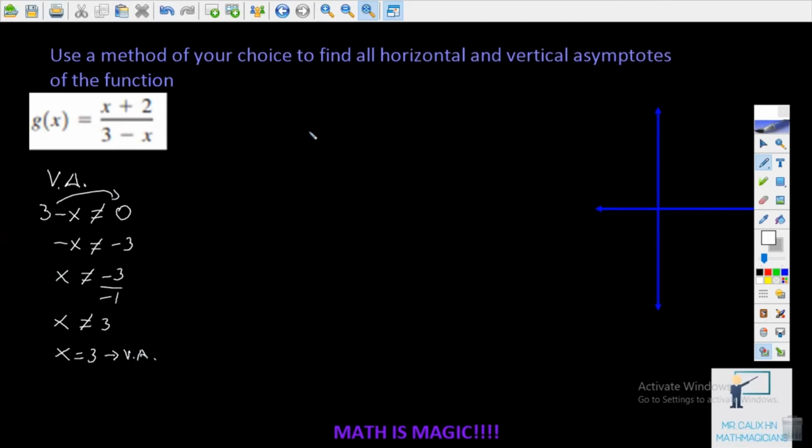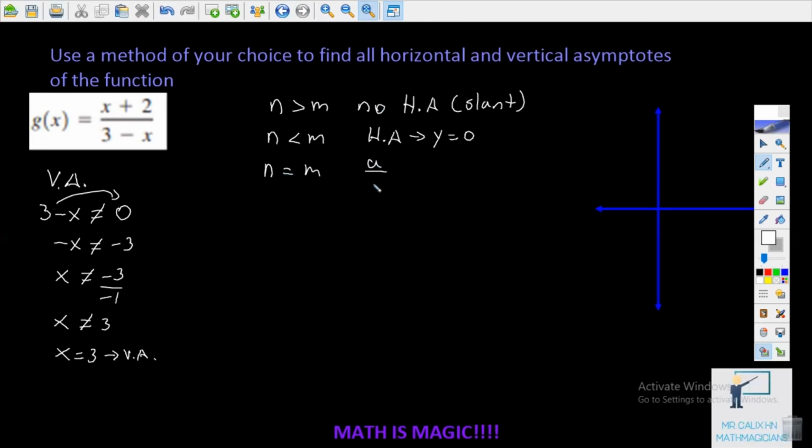Okay, so we found the vertical asymptote already. For the horizontal asymptote, you have some rules. For example, if the degree of the numerator is greater than the degree of the denominator, then there is no horizontal asymptote. HA is horizontal asymptote, VA is vertical asymptote. And the asymptote that you get here will be a slant asymptote. When n is less than m, then your horizontal asymptote is y equal to 0. And when n is equal to m, you divide the leading coefficients of the degrees, and this would be your horizontal asymptote.